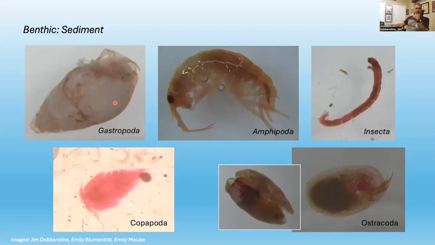So everything from gastropods to copepods, amphipods, ostracods. These guys are really neat. These are some of my favorite organisms. You'll find these in the sediments, and they're semi-demersal, so you'll actually find them on the surface just a little bit. And they're kind of neat because they've got this hinged shell with the organism inside.